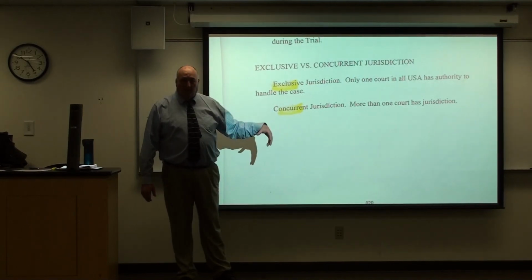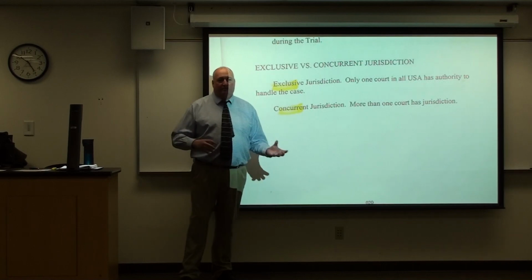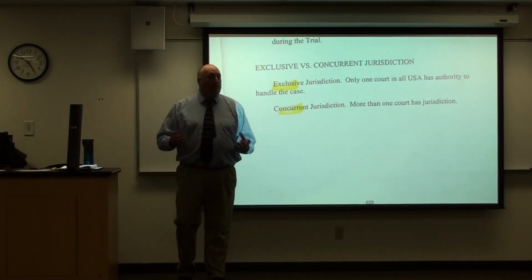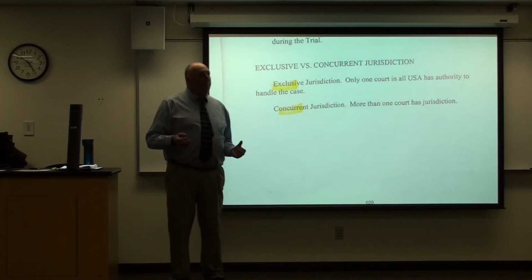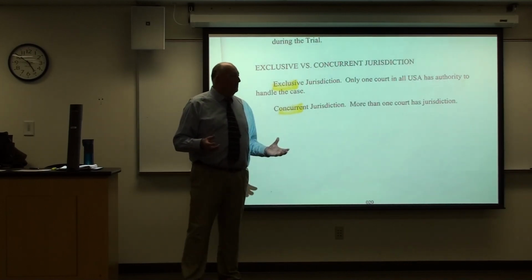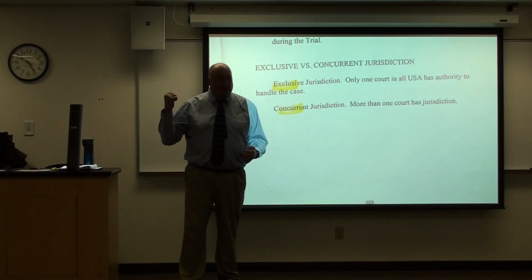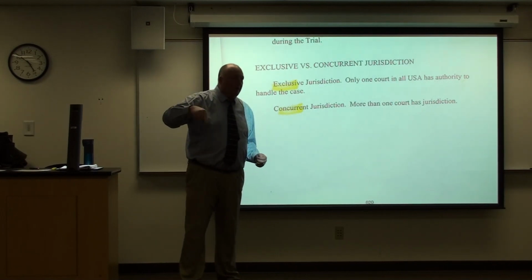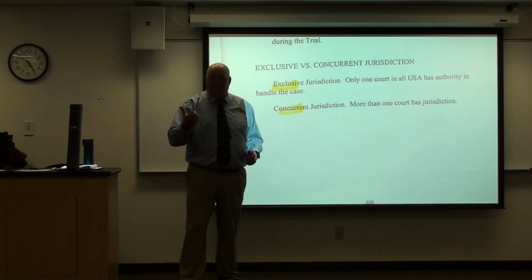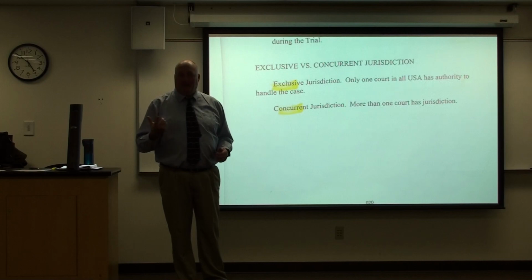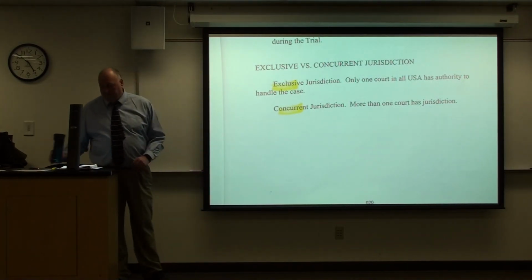Concurrent, more than one court. And I'll give you an example out here in a few minutes. Like state court and federal court may have jurisdiction at the same time. That's concurrent. I guess another example would be like, let's say somebody stole a car in West Salem and drove over the bridge to downtown Salem. Polk County on one side of the river, Marion County on the other side. So you'd have two counties that could handle that case. And then usually they'll figure out which one wants to do it.